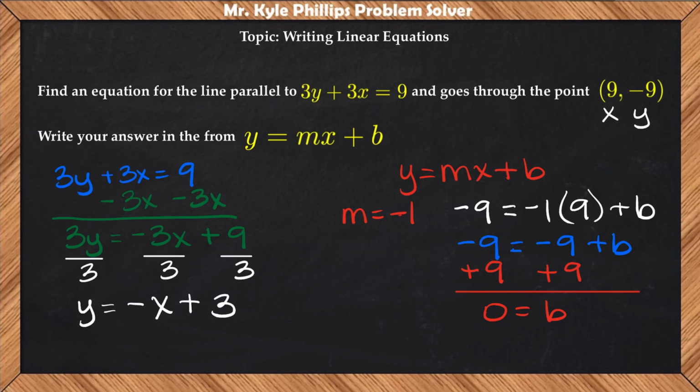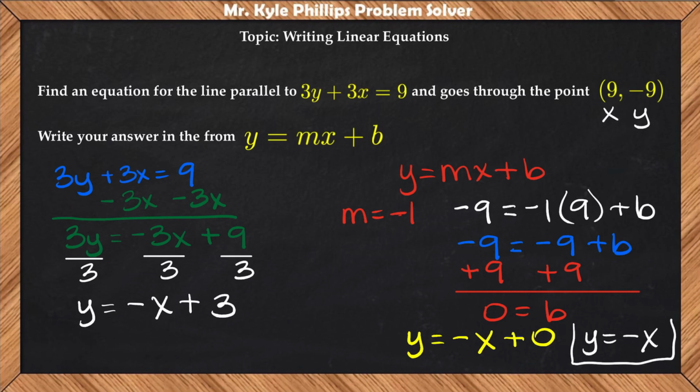So my equation here will be y equals negative x plus 0. Now, since you don't have to say plus 0 in math, because anything plus 0 is itself, we can leave it as y equals negative x. So this will be our equation that has a slope of negative 1 and passes through the point 9, negative 9.